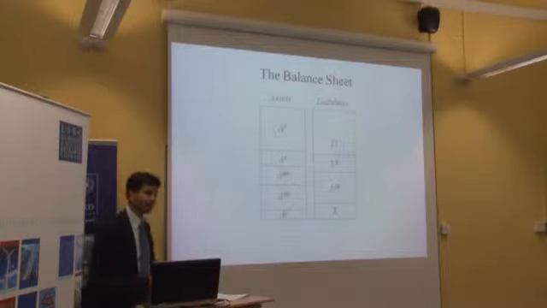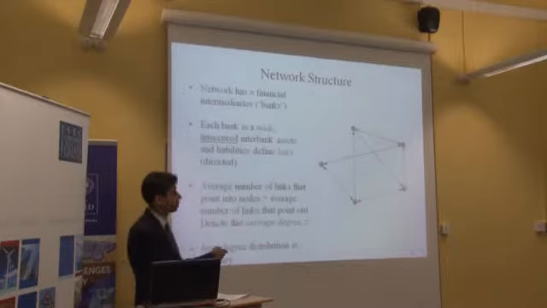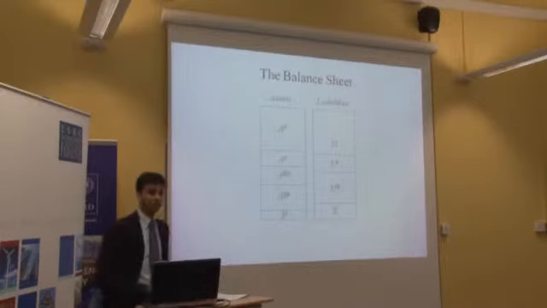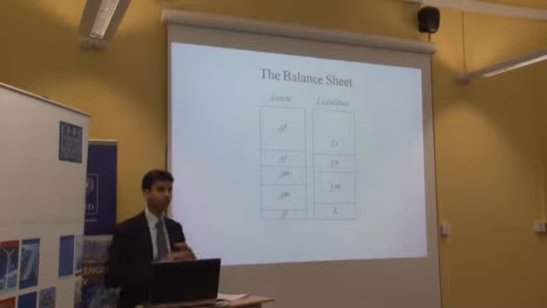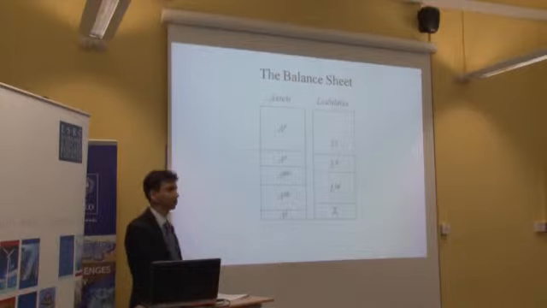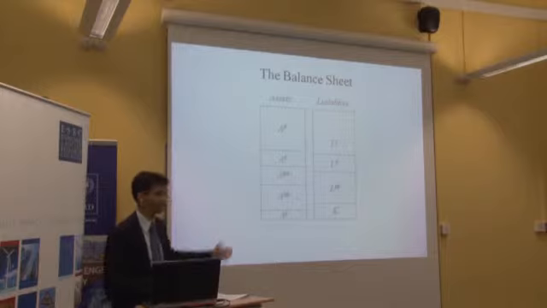Unsecured interbank assets are endogenously determined by the way the network is drawn. And then liquid assets, which for the purposes of this you can think of as a very high quality asset, which doesn't ever have a haircut and can always be sold at par. If you want to think of it as just simple cash or central bank reserves, you could probably think of it as high quality government bonds, perhaps.